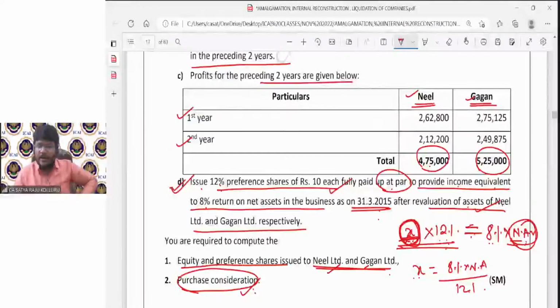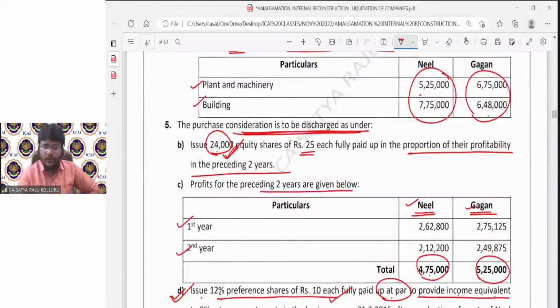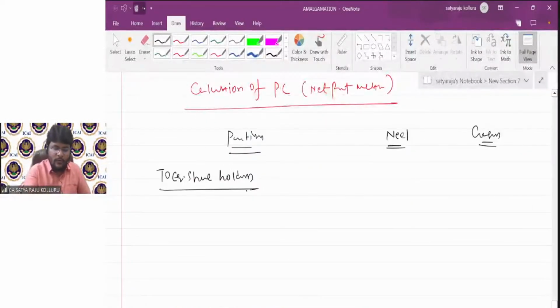What he told simply, sir, the purchasing company is going to issue 24,000 equity shares in the ratio of 475 is to 525. Both can easily be divided by 25: 475 by 25 is 19 and 525 by 25 is 21. So simply it is a 19 is to 21 ratio. I need to divide the 24,000 equity shares. Am I right? Fine.